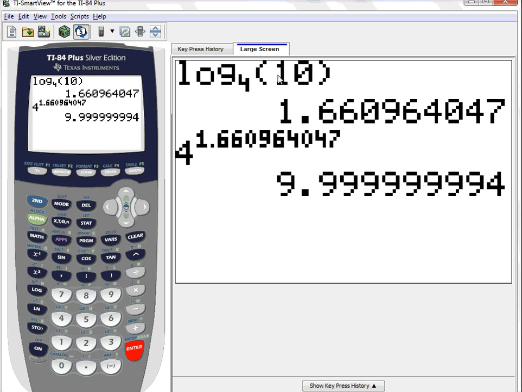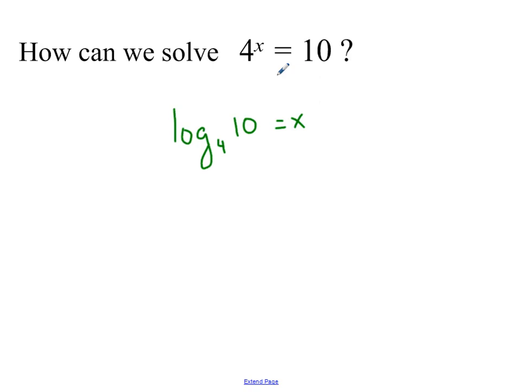If I wanted to round this to the nearest hundredth, I would just simply write 1.66, and let's do that here. X is approximately equal to 1.66, or however many decimal places I choose to have.